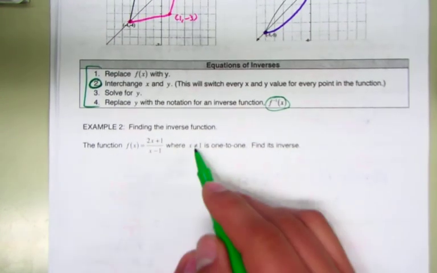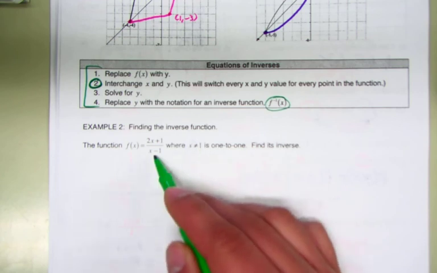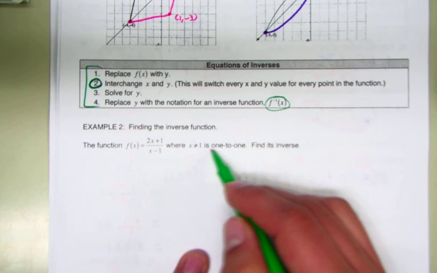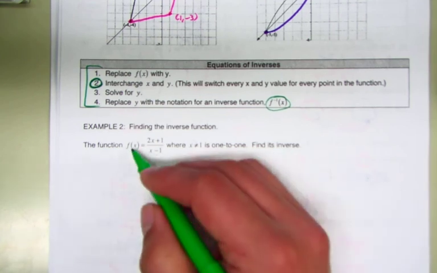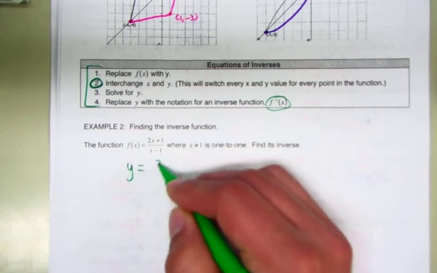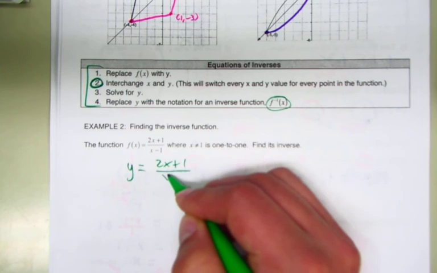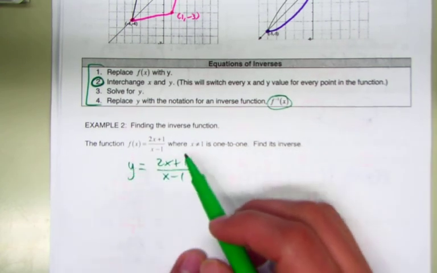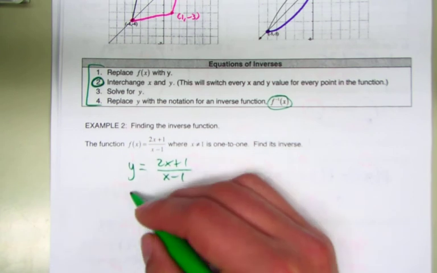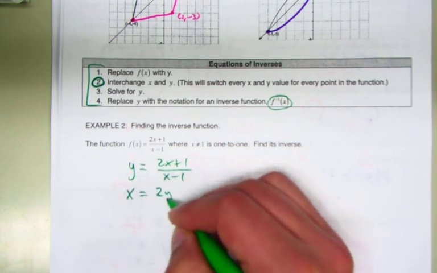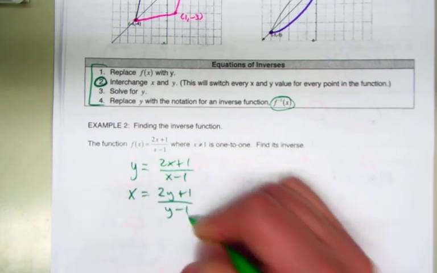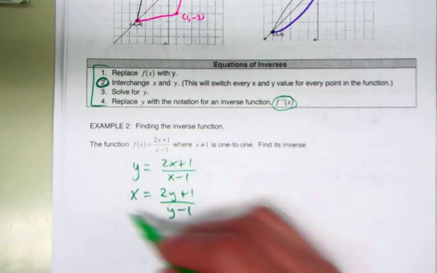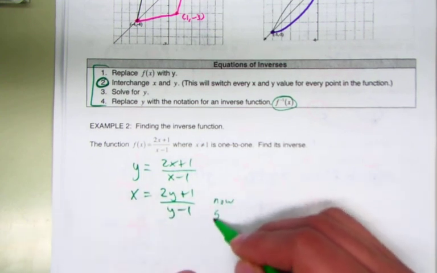So here they give us the conditions that x cannot equal 1, which makes sense, because otherwise if it were 1, we wouldn't be able to do this. And it is 1 to 1, so we're going to go ahead and find the inverse. Remember that this is y equals 2x plus 1 over x minus 1. Now we could go ahead now and switch the x's and the y's. So that's my first step. Now I want to just, here I want to get y alone.